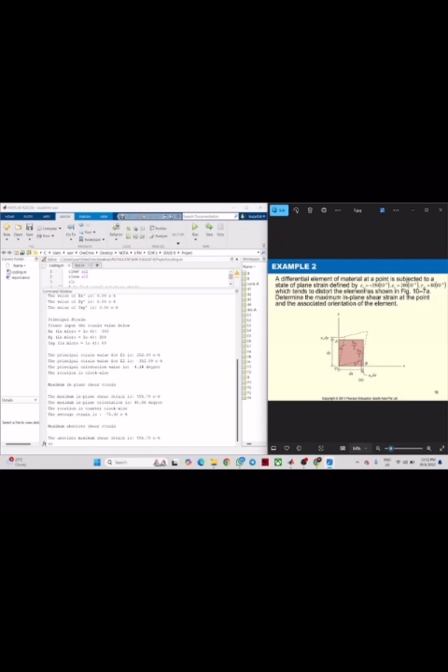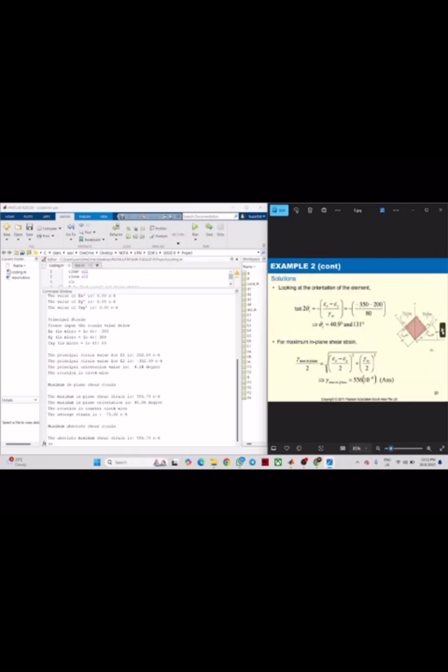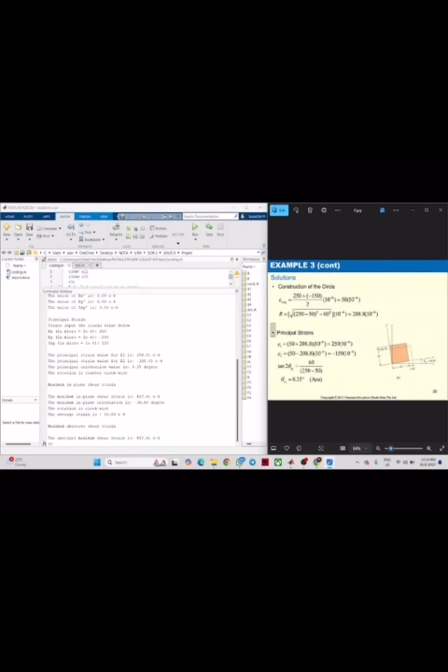So for the third example, the maximum in-plane shear strain. We include the values, which are minus 360 and 280. So we got theta S, the orientation of the maximum in-plane shear strain, which is 40.9, or 40.86, due to rounding. So shear max in-plane is 556. We got 555.79.